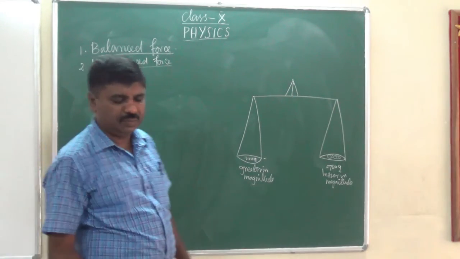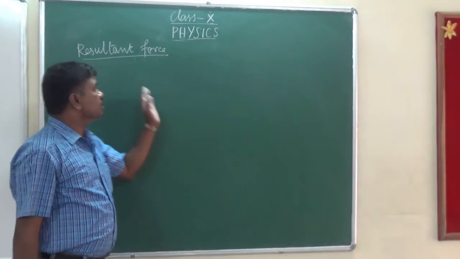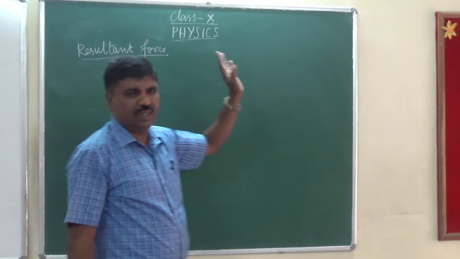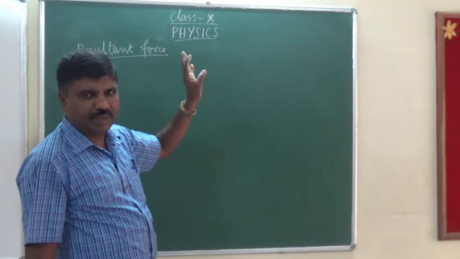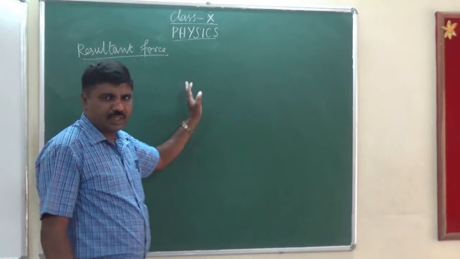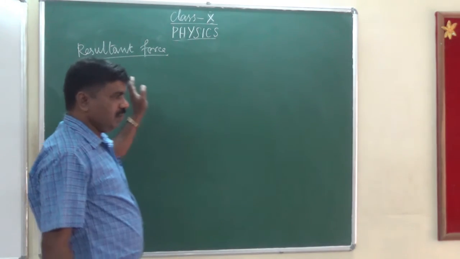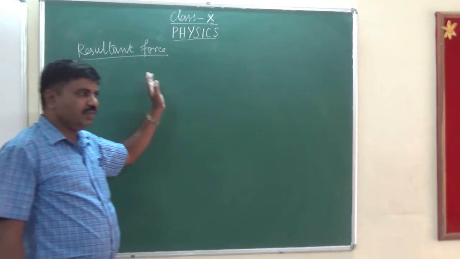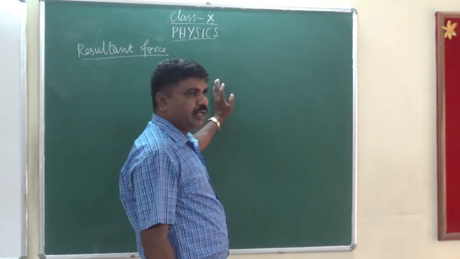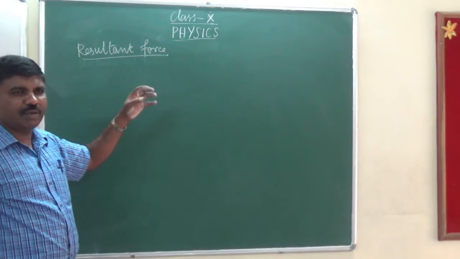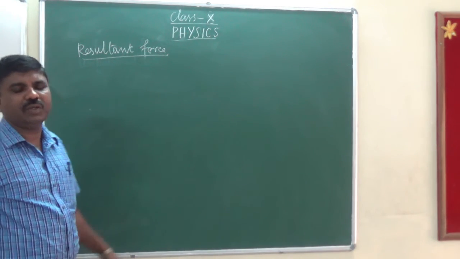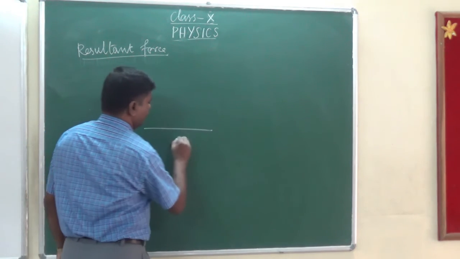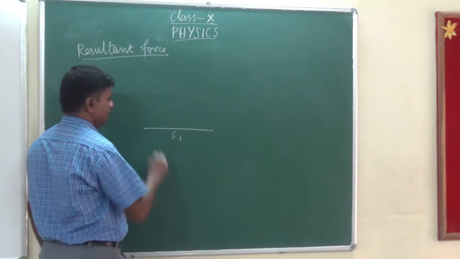Okay students, next we are going to see the next topic, that is resultant force. You saw the definition of force, types of force like parallel force, unlike parallel force, then balanced force and unbalanced force. Now resultant force. What is resultant force? The sum of the individual forces combined together, all the forces combining together, we can say is the total force or net force.